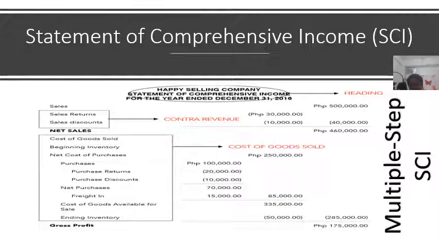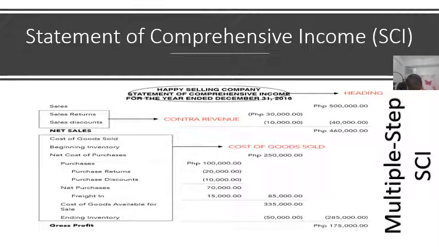Yung 100, tapos may negative na 20, tapos may negative na 10,000 equals 70,000. Tapos yung minus 15,000 equals 85. So yung 85,000, yan yung net cost of purchases na i-add mo sa beginning inventory na 250,000. Okay, so ulitin natin yung net cost of purchases. Yung net cost of purchases 85,000. I-add sa beginning inventory.